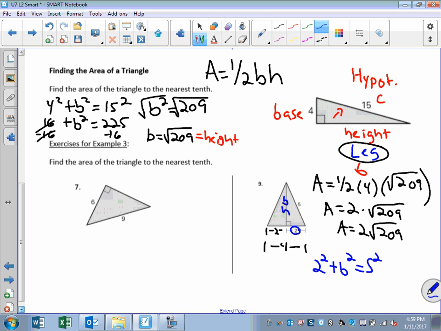All right. So you've got to complete those two problems on this page, and I'm going to move on to the next page.